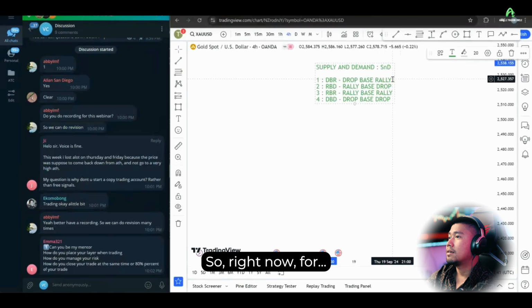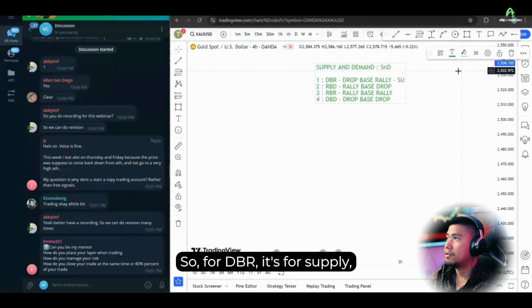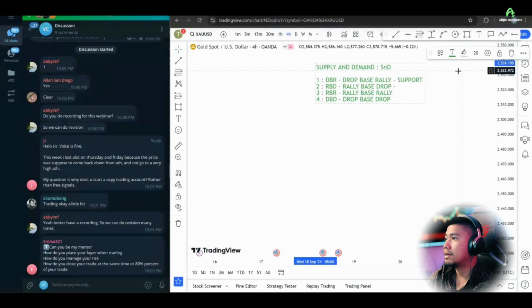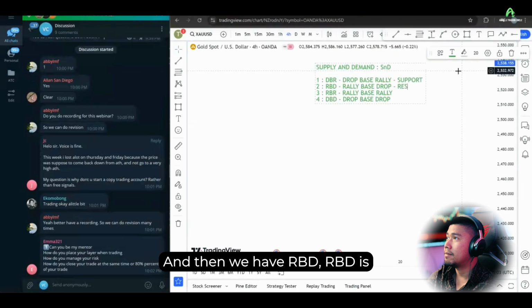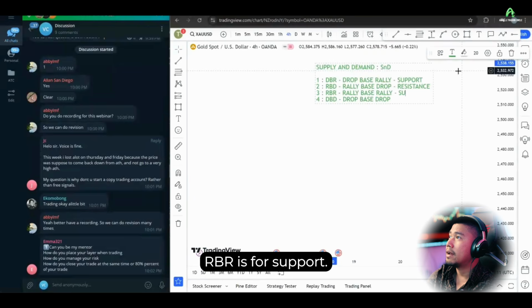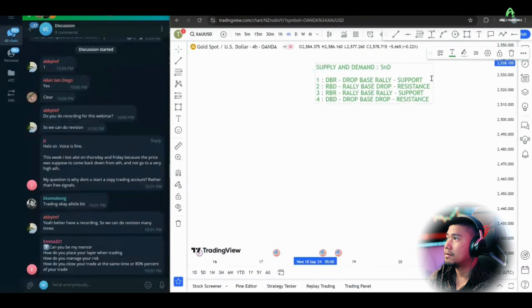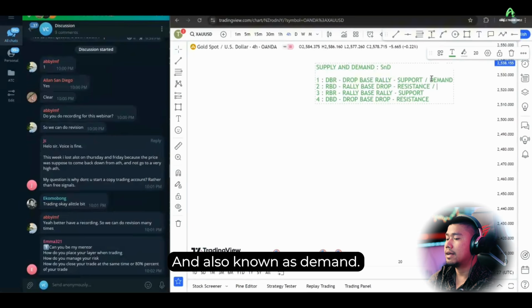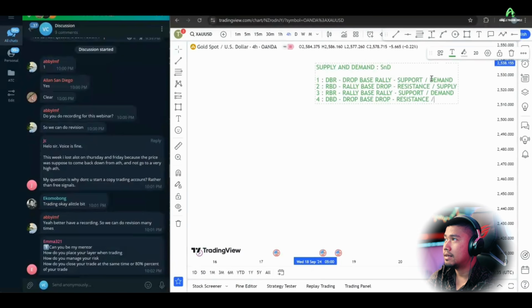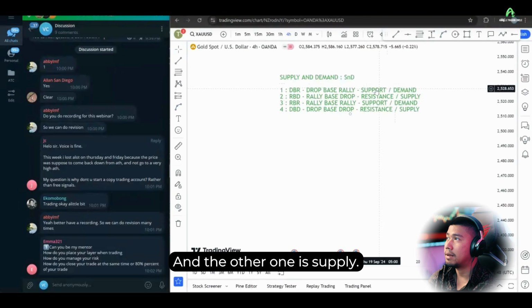So right now, DBR is for support, and RBD is for resistance, and RBR is for support, and we have resistance, also known as demand, and this one is known as supply and demand, and the other one is supply.